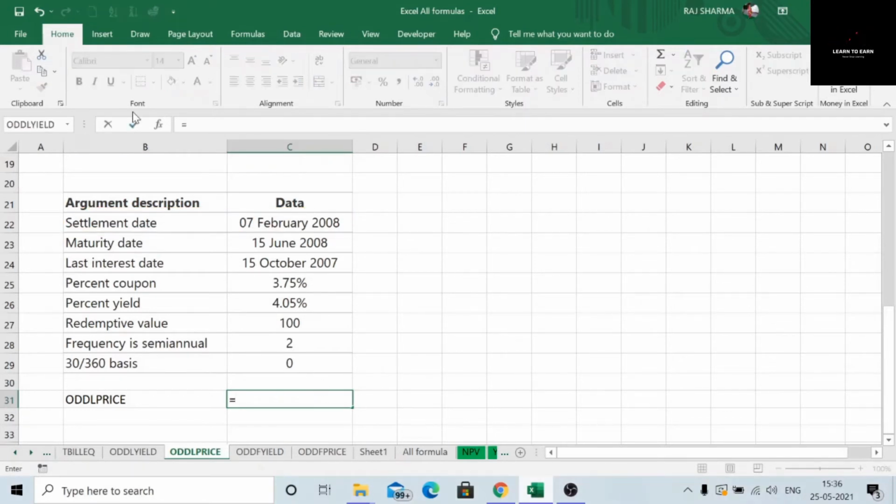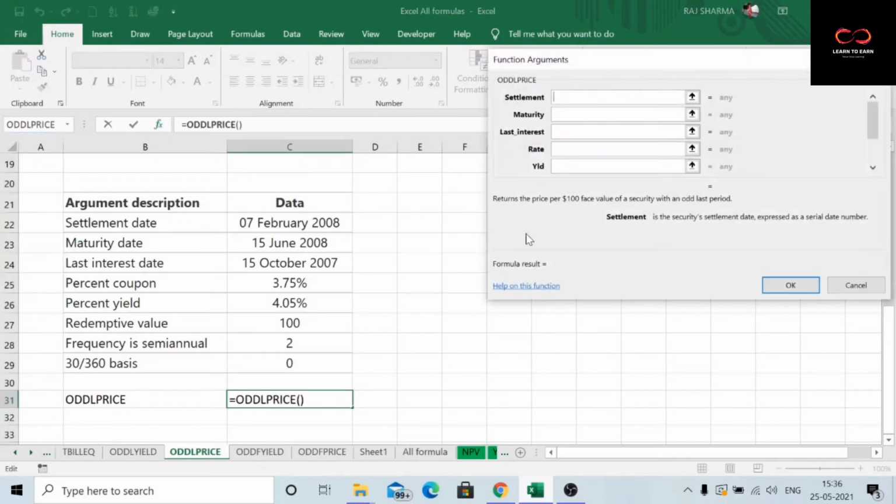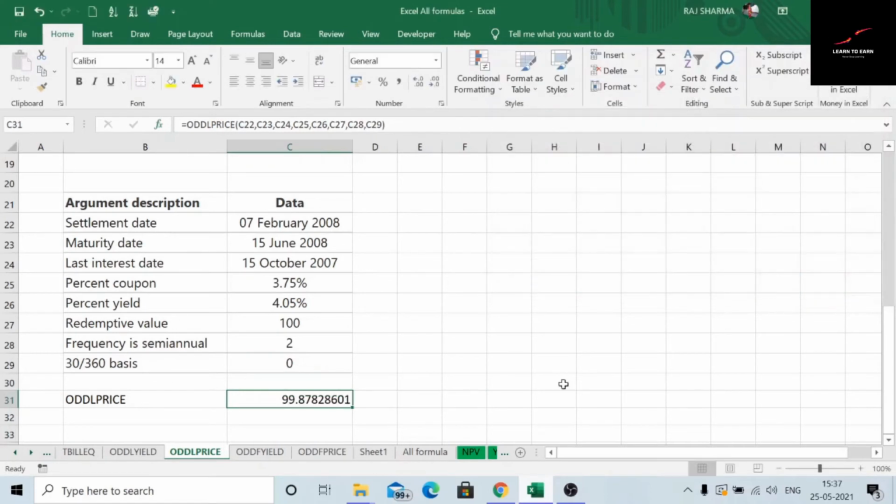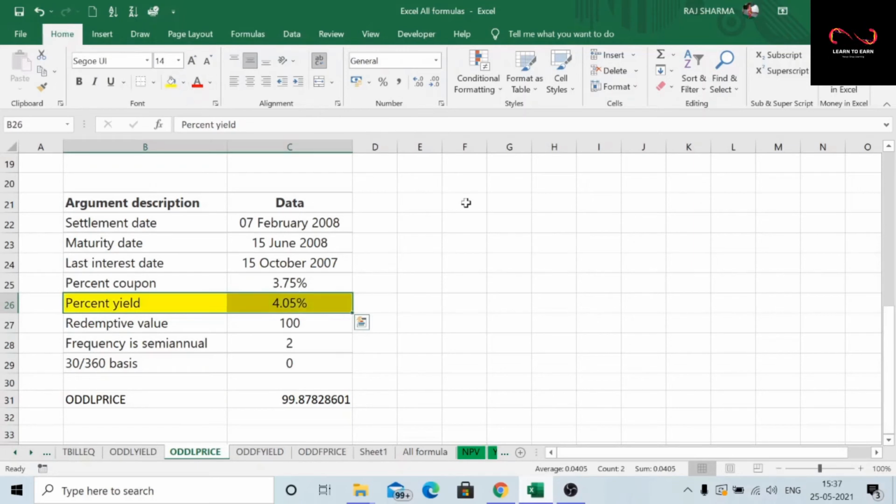Let us try to work it out. For that you have to go to the function tab and select this ODDLPRICE function. I will take it from here because it has already been used. So settlement date is 7th February 2008. Maturity date is 15th June 2008. Last interest is 15th October 2007. Rate is 3.75. Yield is 4.05. Then redemption value is 100. Coupon payment frequency is semi-annual and day count convention is 30 by 360. Here is the price of my bond, that is 99.87828.